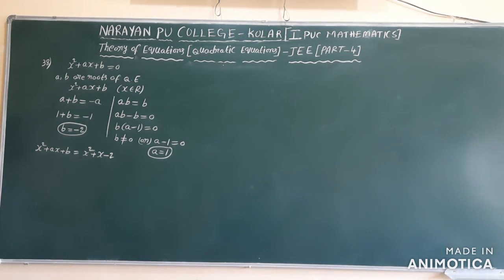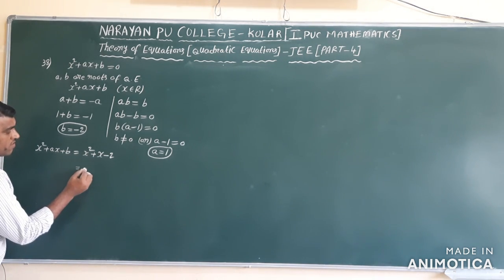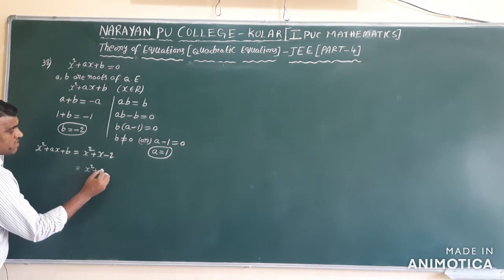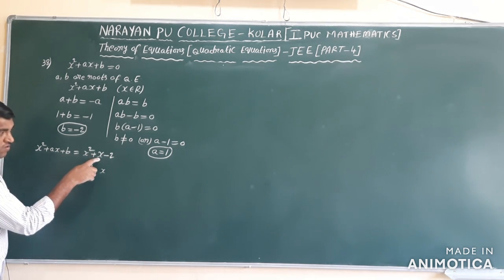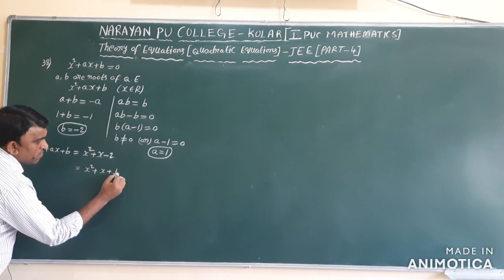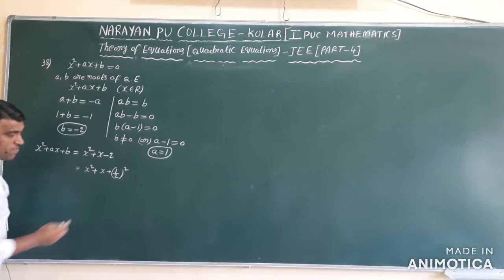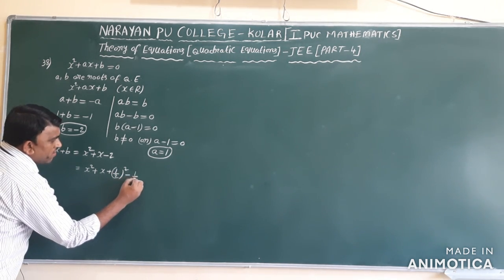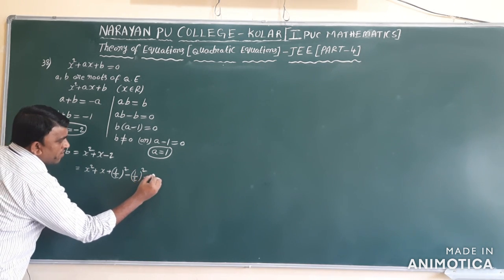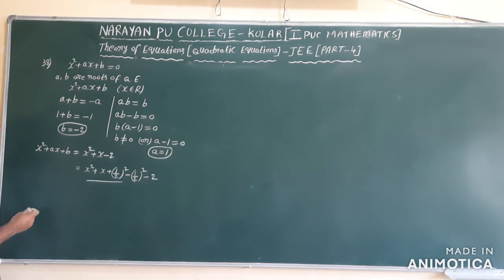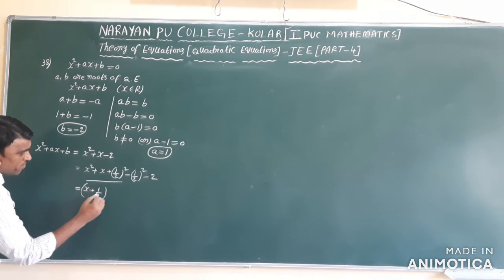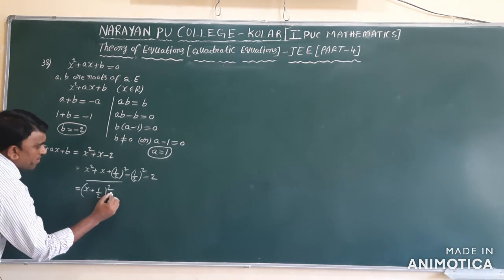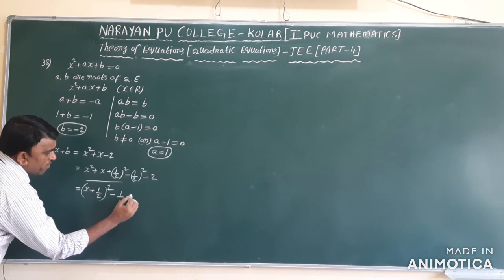Then he is asking the least value. How much is it? Simplify this. x square plus x, 2x into 1 we can write, divide and multiply by 2, so 1 by 2 will be there. Add and subtract 1 by 2 square to convert into a perfect square. Minus 1 by 2 whole square minus 2. Now it is completely converted into perfect square: x plus 1 by 2 whole square, remaining minus 1 by 4 minus 2.